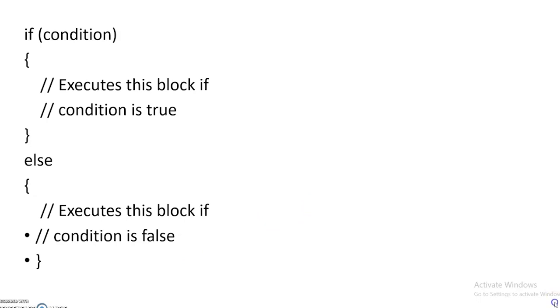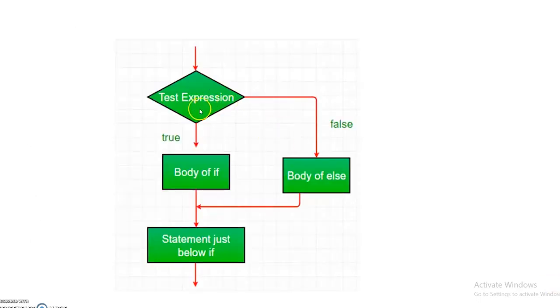If the expression returns a true value, then the body of the if statement is executed. If the expression returns a false value, then the else block will execute. After the completion of either block, it jumps to the next statement in the program. This is the if else statement.